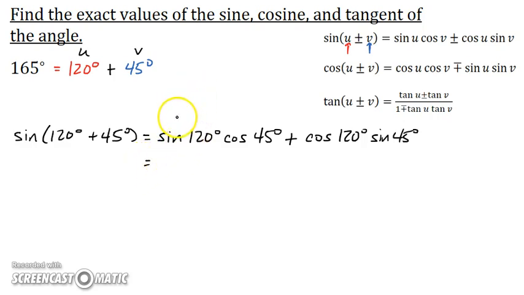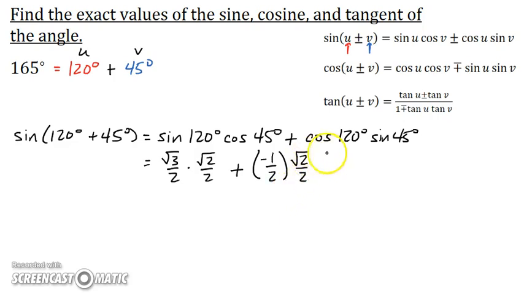And now what I've done is I've found four values in the formula that I know the values of because I have my unit circle. So sine of 120 degrees is square root of 3 over 2. Cosine of 45, that's square root of 2 over 2. Then I got my plus sign. Now cosine of 120, that's negative 1/2. And sine of 45 is square root of 2 over 2.